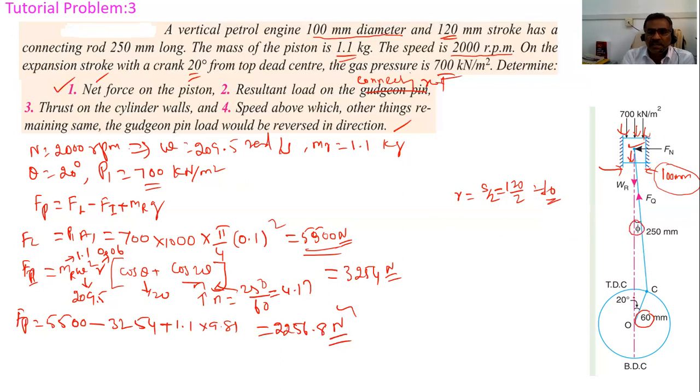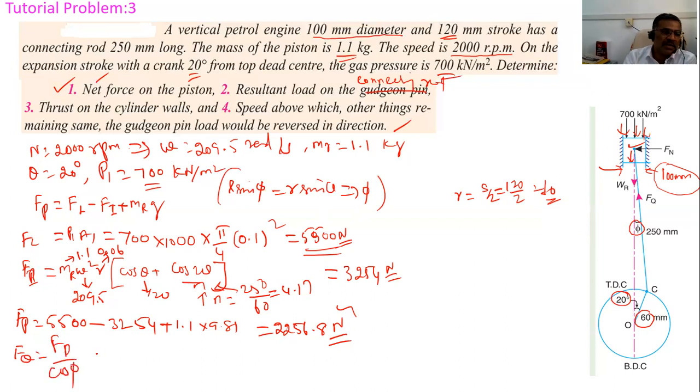We know that there is a relation between phi and theta. What is the relation? L into sine phi is equal to R into sine theta. Using this, you find the value of phi and substitute in this equation. Then FQ is equal to FT divided by cos phi. If you substitute, you will get 2265.